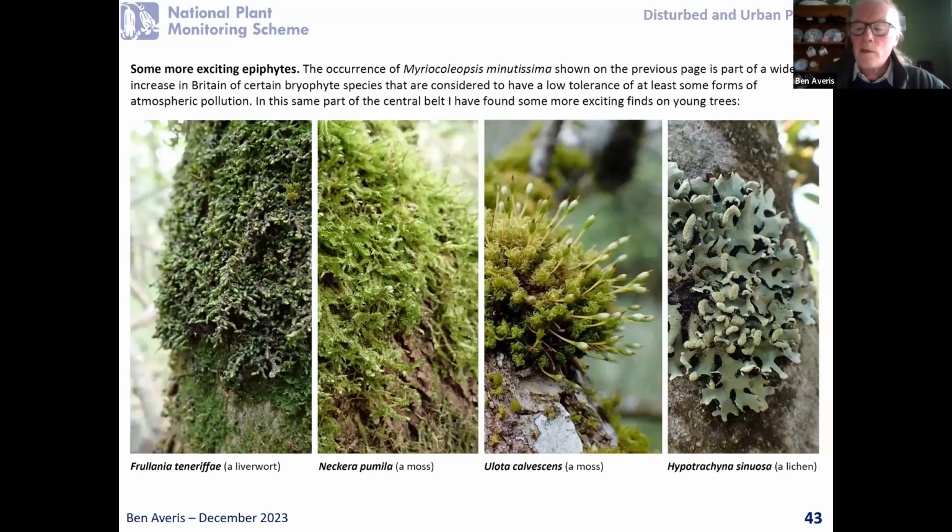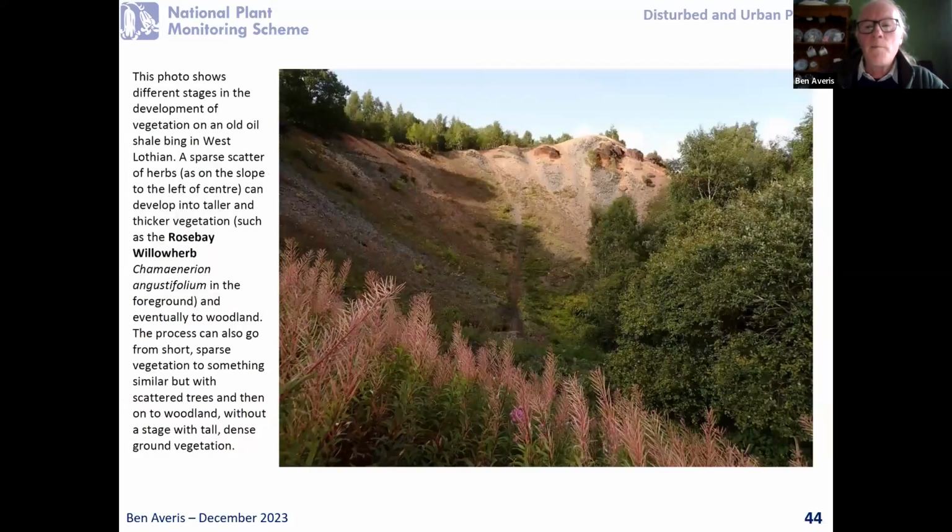Great things turning up on young trees in the central belt, some of them in places that have been disturbed, other places not so disturbed in the past, but they're young plantations. So there's a bit of overlap there with the lack of disturbance side of things, but all quite exciting. And there's a photo of a mix of different stages, from the very bare and open pioneer stuff in the distance to taller, thicker stuff in the foreground with rosebay willowherb, and woodland down on the right, showing different stages of vegetation development.